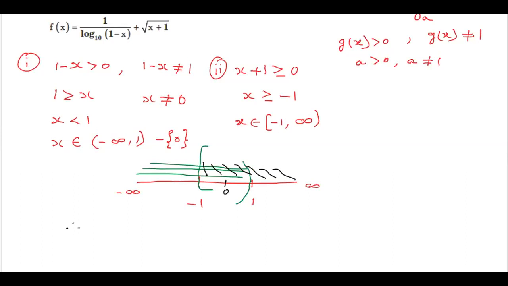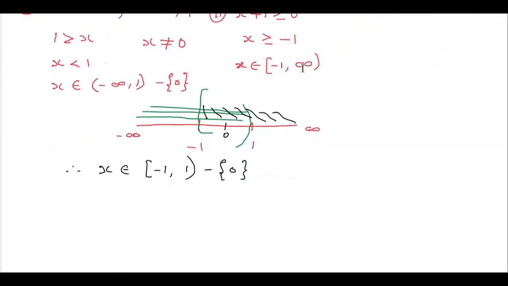So by observing the number line, we got the answer x belongs to [minus 1, 1) excluding 0. Okay. So finally, the domain of the function is x belongs to [minus 1, 0) union (0, 1). Open 0 means 0 is excluded. So both the methods are correct. Okay, right. This is the domain of the logarithmic function.